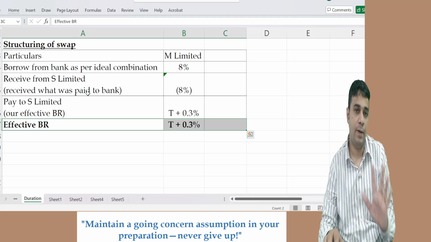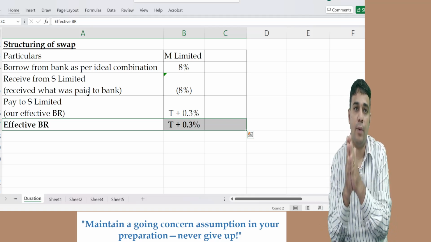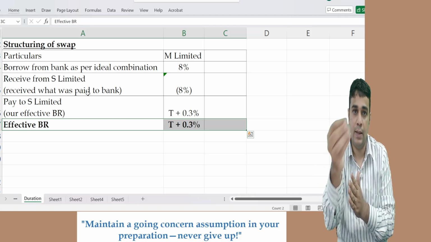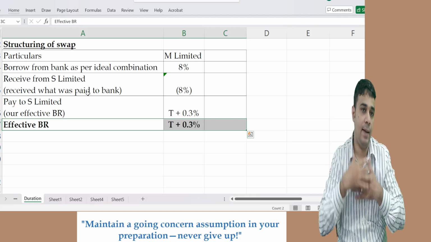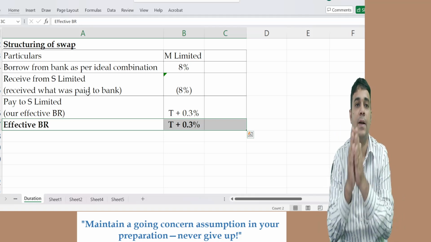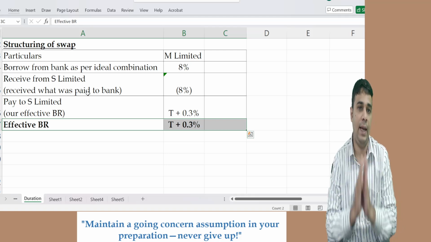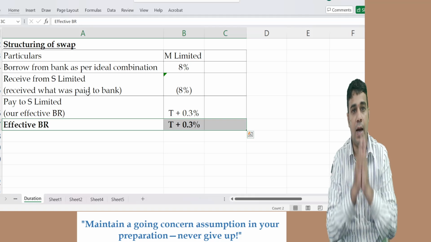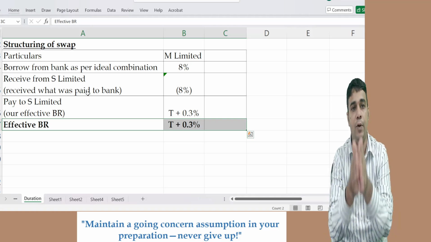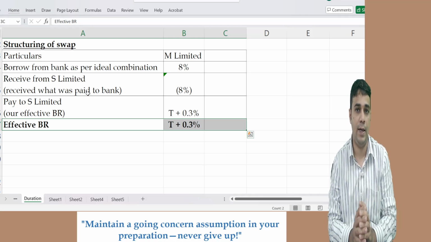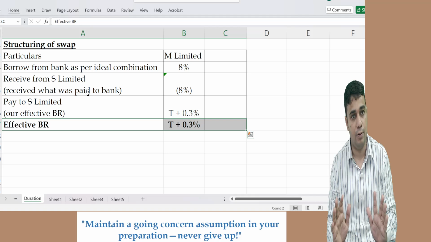To put it simply, I will give something to S. What a swap is: I give something, take something back. You are S Limited, I am M Limited. I will give you T plus 0.3. You have to give me 8% the first year. So again, I'll give you T plus 0.3, and you have to give me 8%. This process will continue. Clear?